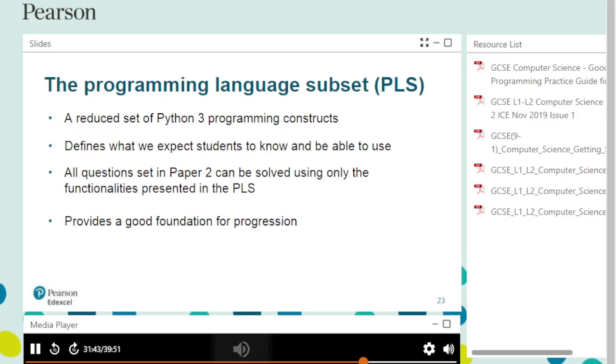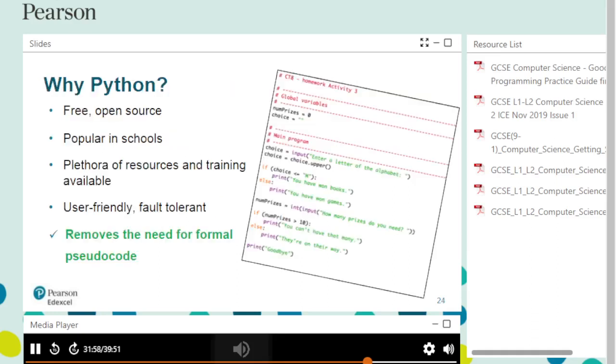The PLS will be reviewed on an annual basis to ensure that it remains up to date and relevant, and the version in place on the 1st of September will be the PLS that covers the assessment in the subsequent summer series. For pragmatic reasons, and to ensure comparability, Python 3 is the only approved language. Python 2 should not be used.